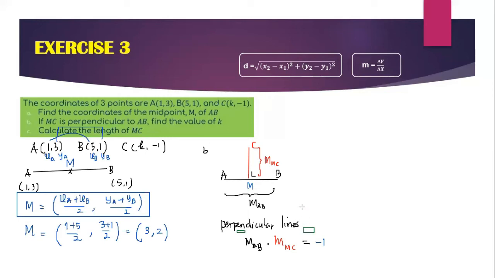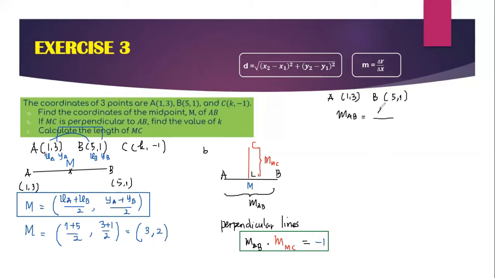Okay, this is the concept. I want to box this one. This is the concept or the formula for the perpendicular line. Students, the first step is you're going to find MAB. Now we're going to list again the coordinates: A is (1, 3) and B is (5, 1), right? So MAB.